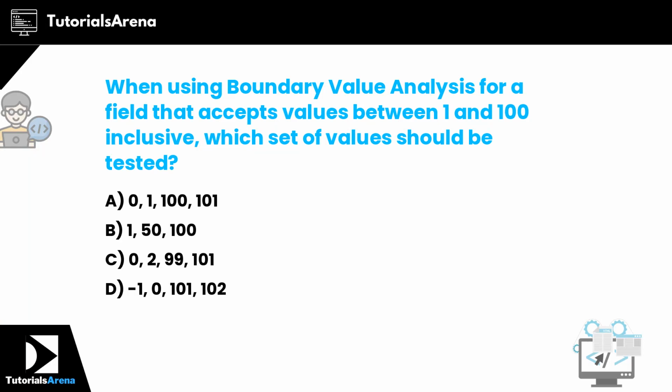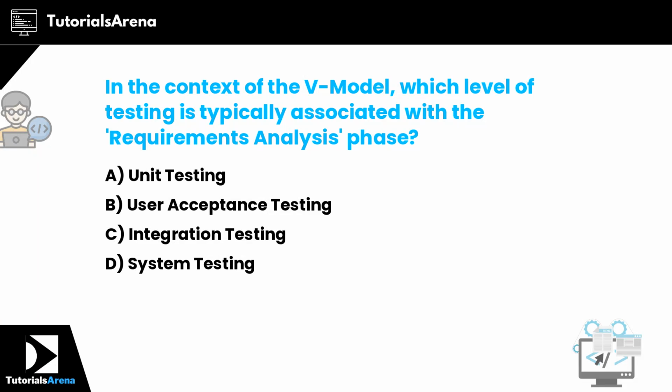When using boundary value analysis for a field that accepts values between 1 and 100 inclusive, which set of values should be tested? The correct answer is option A, 0, 1, 100, 101. In the context of the V model, which level of testing is typically associated with the requirements analysis phase? The correct answer is option B, user acceptance testing.